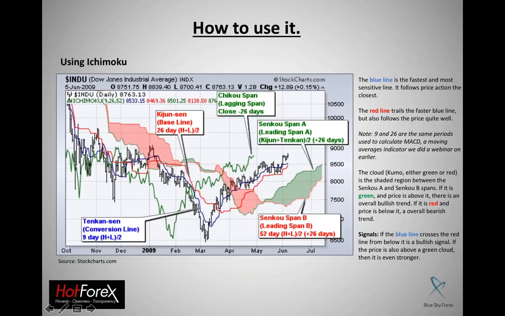If the price, okay, look at this black line here, this black step chart here. If this is above the green cloud, and in this case it is, here you can see it, it's clearly above the green cloud, it's a bullish trend.